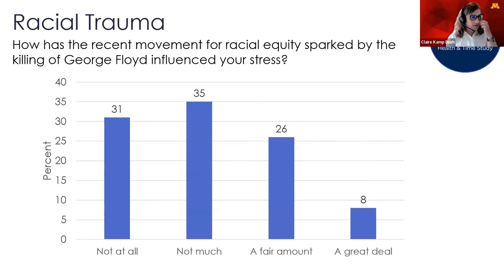In terms of racial trauma, the item that we created was, how has the recent movement for racial equity sparked by the killing of George Floyd influenced your stress? And I wanted to say that we use the term killing as opposed to murder because this was before the trial and everything else. So this is the reason why we had this language here. And you can see that 8% of people said it impacted them a great deal. 26% said a fair amount. And then you had 35% say not much and 31% say not at all.